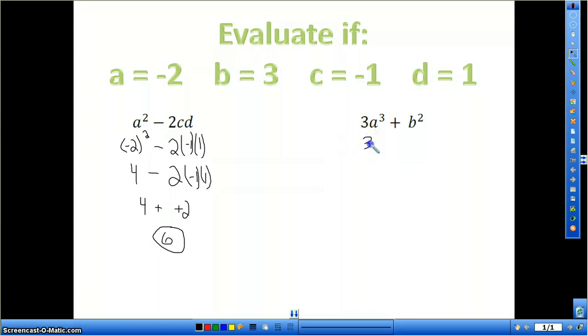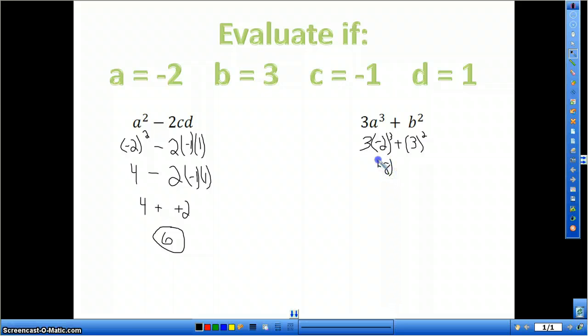All right, so let's do that again. We're going to have 3. This a now becomes a -2, and it's raised to the 3rd power. And then it's plus, and then b is 3. You want to wrap that in parentheses, and it's 3 squared. Do your exponents first here. So you've got -2 cubed. This is going to give you back -8.